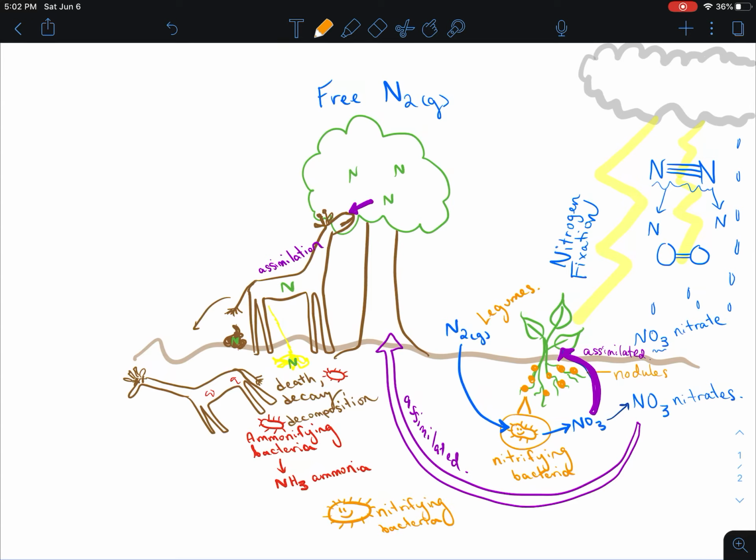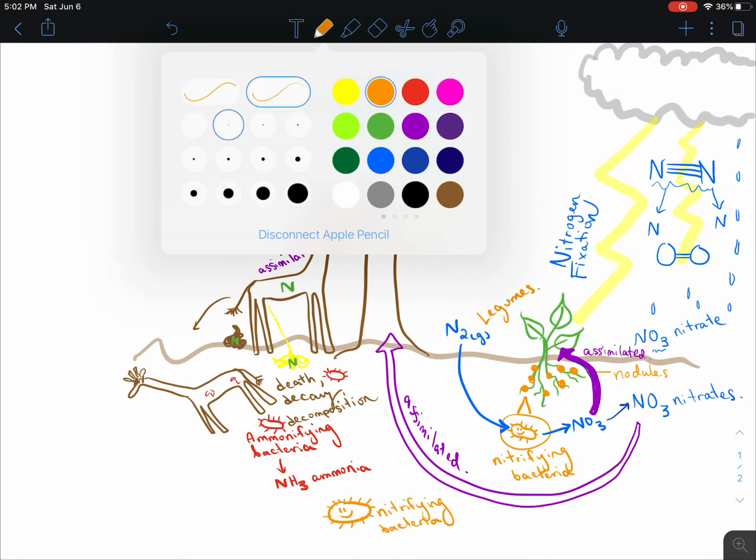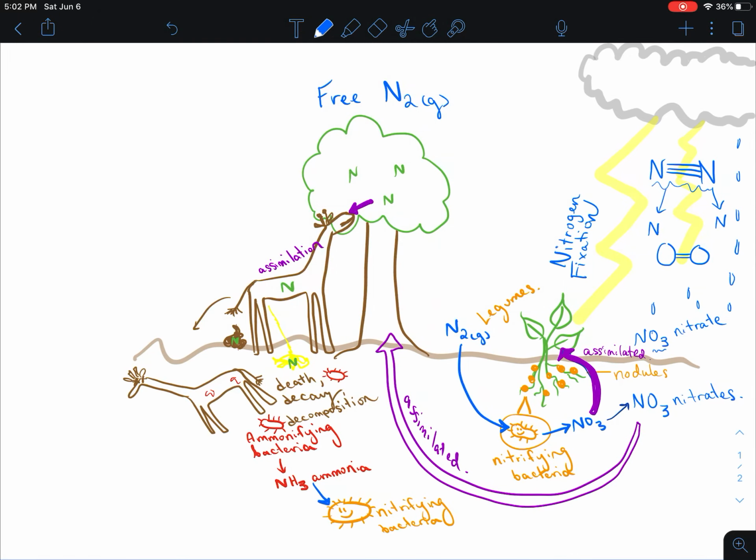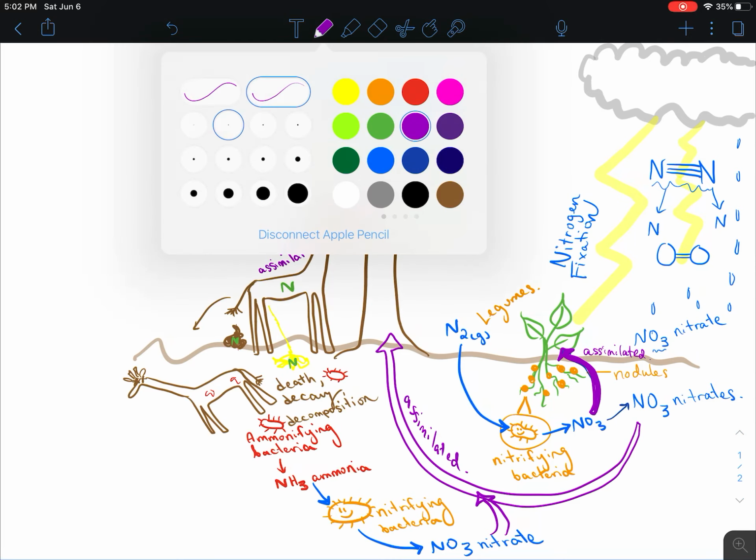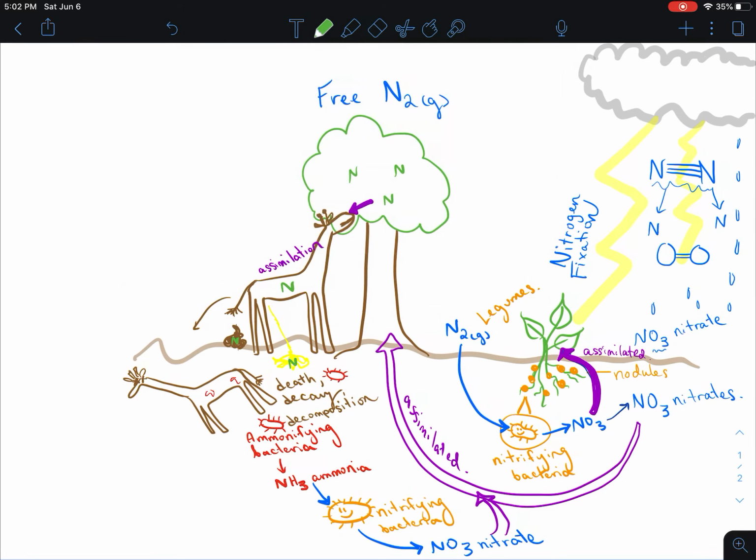Nitrifying bacteria. Okay, so they do the exact same thing as they did before, they're just using a different source of nitrogen this time. So they're using the ammonia and they turn it back into nitrate. And that nitrate can again get assimilated and put back into the food chain and can get sucked up by a plant again.